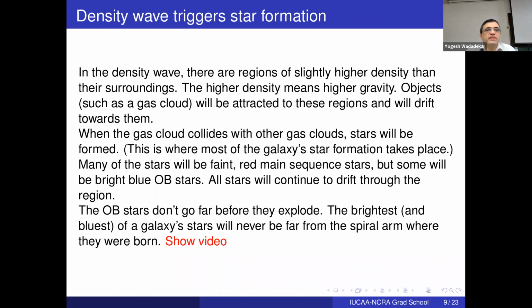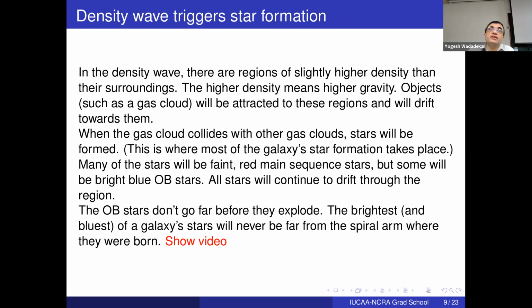So what does the density wave do? The density wave is basically an enhanced density in some region. This enhanced density means higher gravity. Okay? Just a pile up of stars and so on. Objects such as a gas cloud will be attracted to these regions and will drift towards them. And when the gas cloud collides with another gas cloud, stars will be formed. And that is why a lot of the star formation takes place in the disk, and a lot of it takes place in the spiral arms.